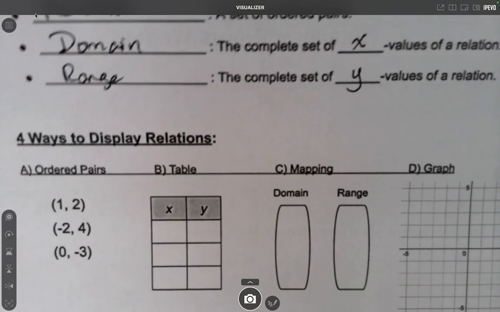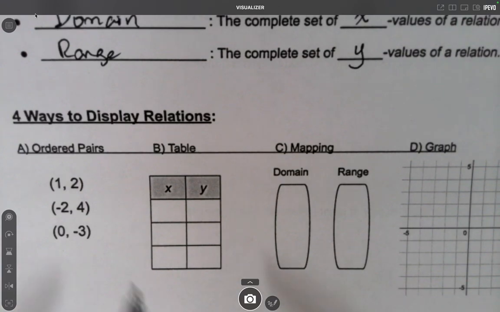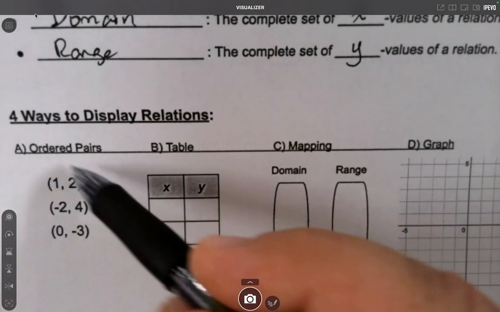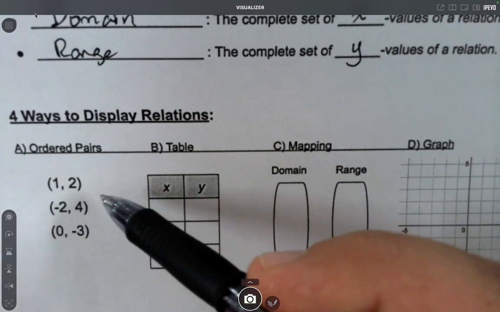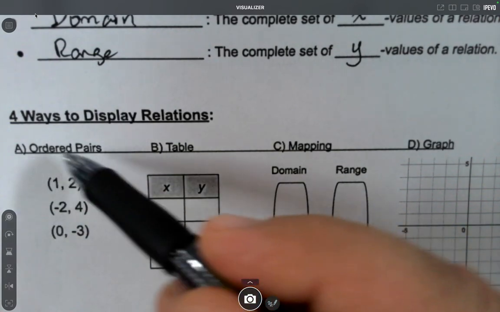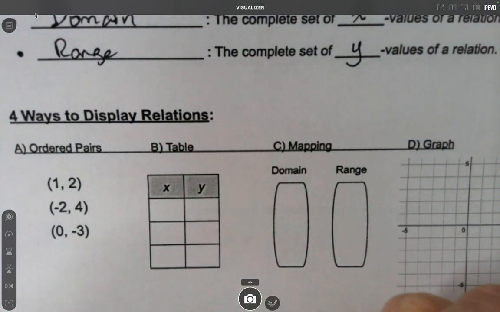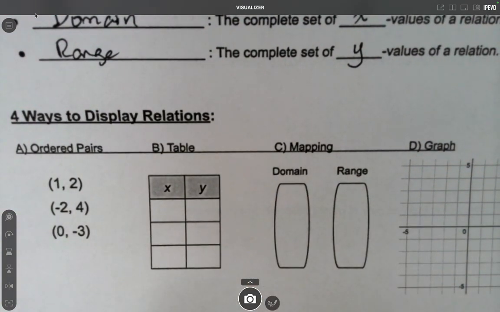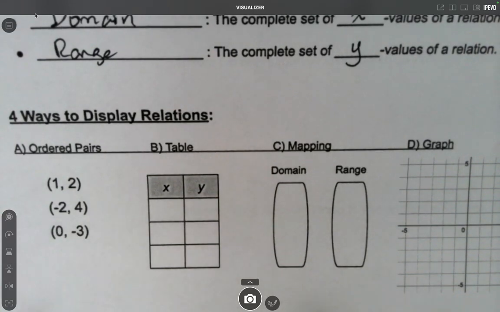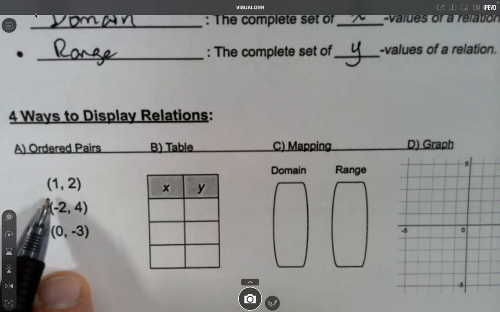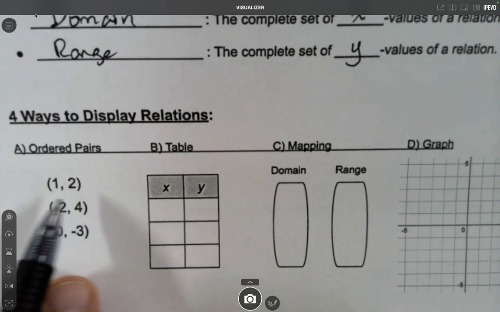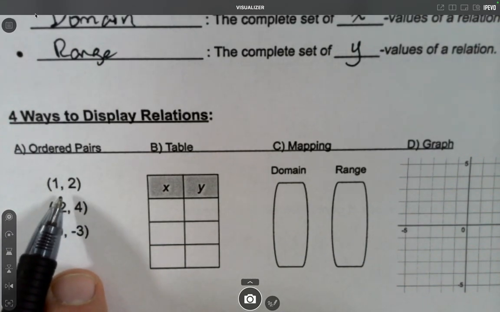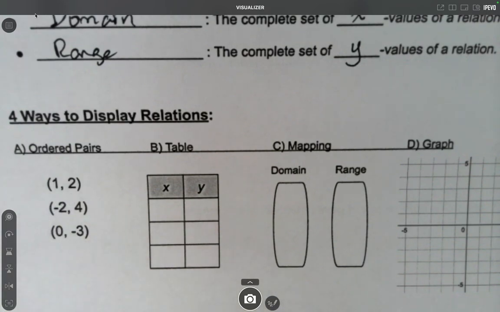There's 4 ways to display relations. So I've given us the first one, ordered pairs. So this here, these 3 ordered pairs form a relation. So what we're looking at right here is a relation. And so we're going to use those ordered pairs now to show how we can display them in a different way. So ordered pairs, you must put parentheses around it. It's not an ordered pair if you don't put parentheses around it. You also must put a comma in between the two numbers.